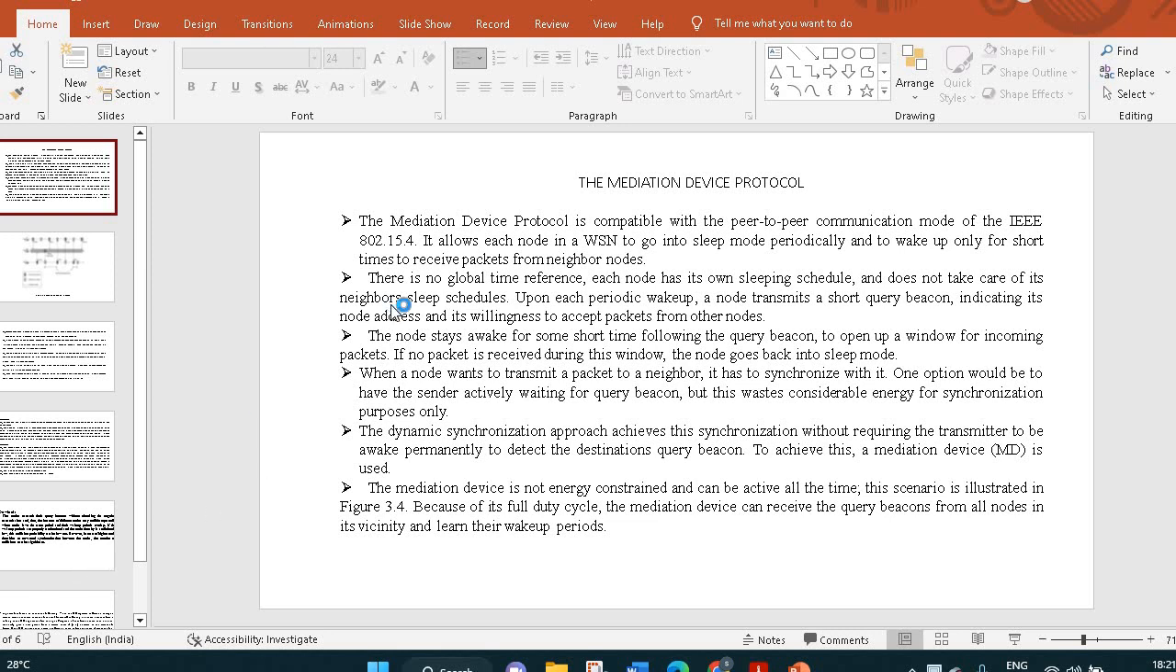So now we are going to see the mediation device protocol. The mediation device protocol is compatible with the peer-to-peer communication mode of the IEEE 802.15.4. It allows each node in a WSN to go into a sleep mode periodically and to wake up only for short times to receive packets from neighbor nodes.